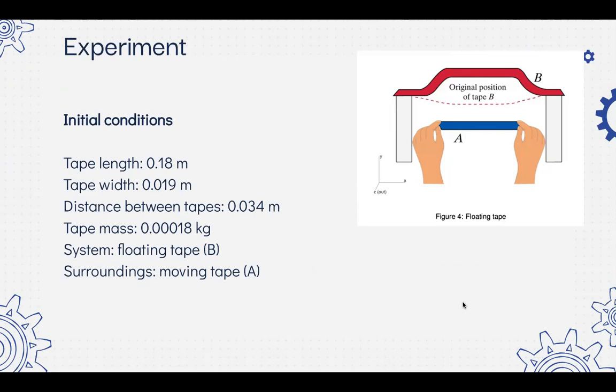My initial tape length was 0.18 meters, the tape width was 0.019 meters, the distance between the tapes was 0.034 meters, and the tape mass was 0.00018 kilograms.